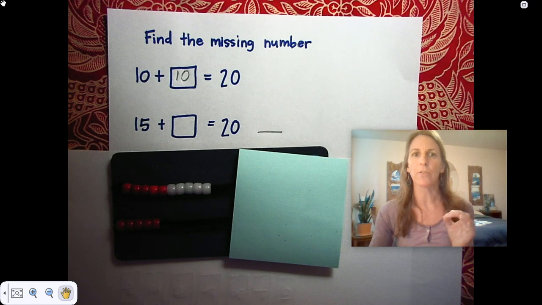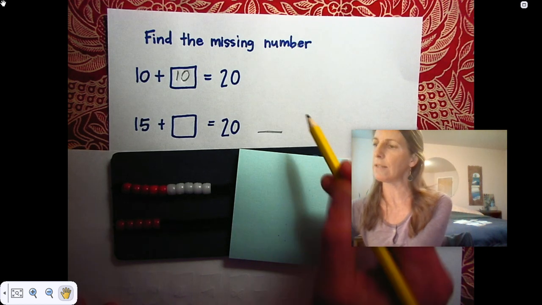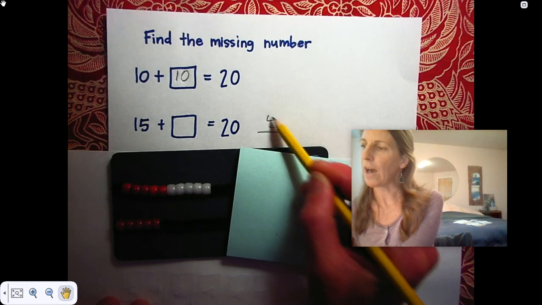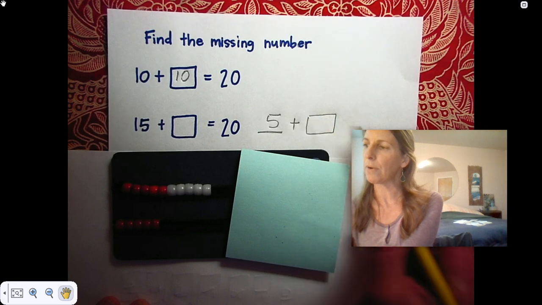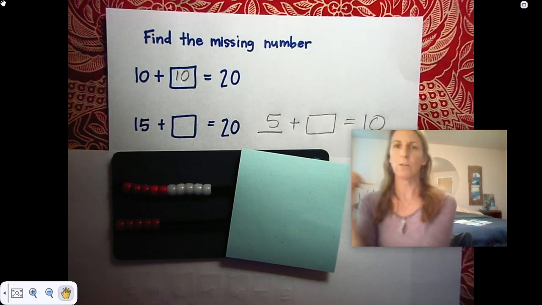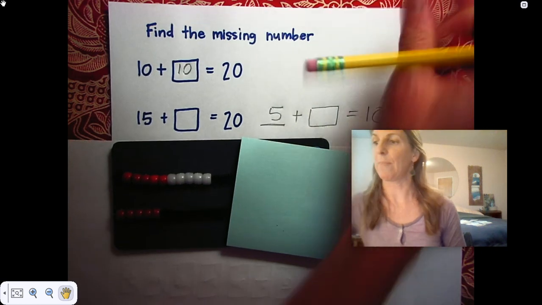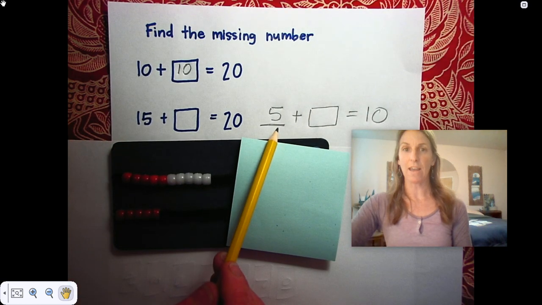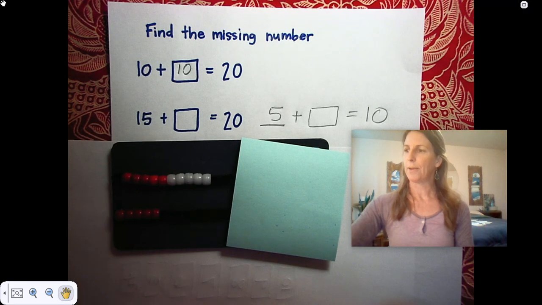And this is where, if you know your 10 facts, it's going to help a lot. It's kind of like 5 plus some number equals 10. It's kind of like that one, my friends. Yeah, but it's instead of a 5, it's a 15. We just added 10 more to it.